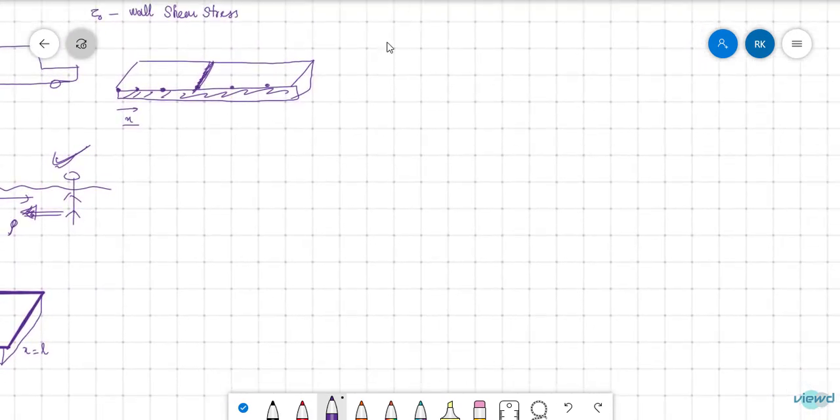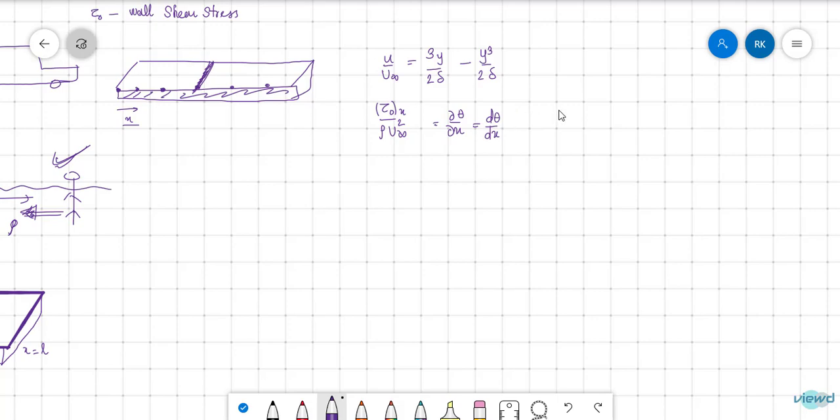For example, the most important velocity profile is given by u by u infinity equal to 3y by 2 delta minus y cube by 2 delta cube. So this is the most important velocity profile. Now applying the von Karman momentum integral equation, tau naught x by rho u infinity square is equal to d theta by dx, as this changes only in the x direction.